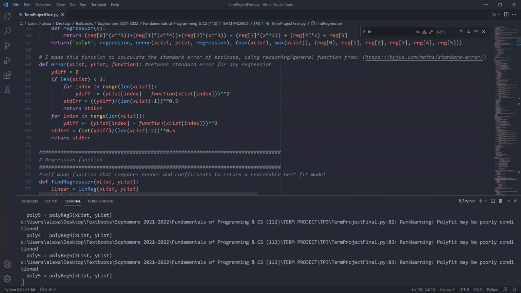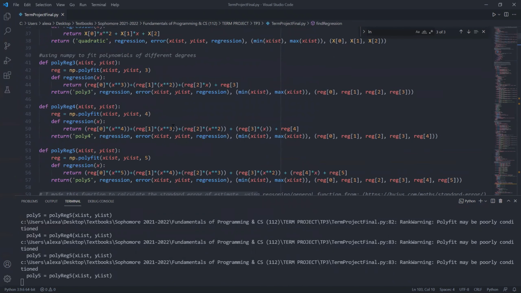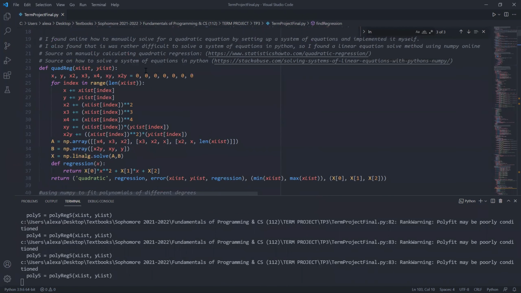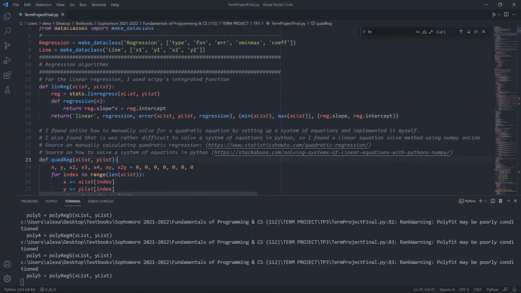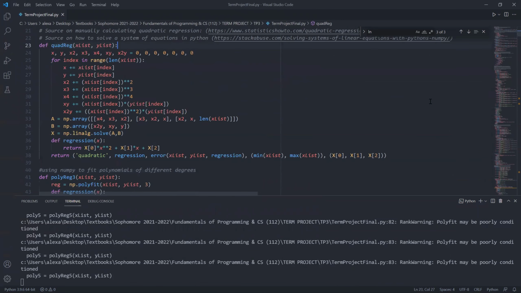And then I also have the different regression functions here. These are the polynomials. This is the quadratic. Turns out usually fourth degree polynomials are more accurate than just quadratics. And here's a linear one.